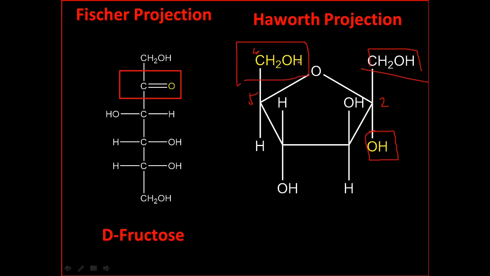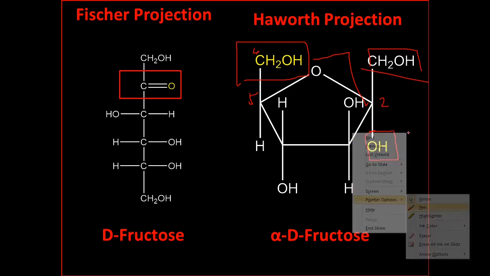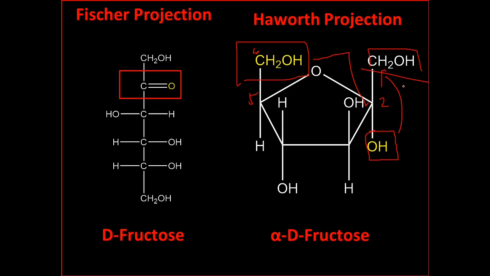If they are opposite, when the OH is at the bottom and the CH2OH is at the top, automatically that is an alpha D-fructose. If it is reversed, with the OH at the top, automatically it will be called beta D-fructose. If everything is reversed, automatically that is an L isomer or L-fructose. The way we name the cyclic form of ketoses is always the same as the naming of our aldoses.